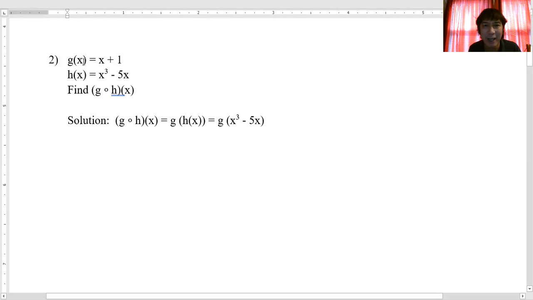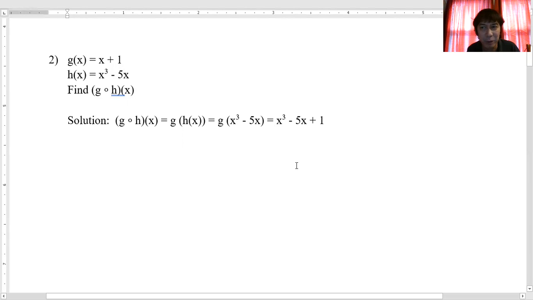Use your imagination. And now this is equal, the x is right here. Therefore, that will also be now x cubed minus 5x. And part of g of x is the plus 1. So we will follow this by plus 1 there. That's the correct method. After which, you only need to simplify this. But then there's nothing you can simplify here. There are no like terms you can combine. So this is our final answer.